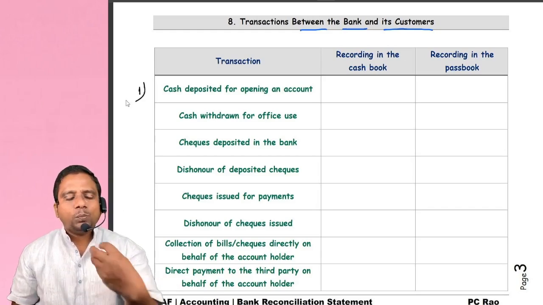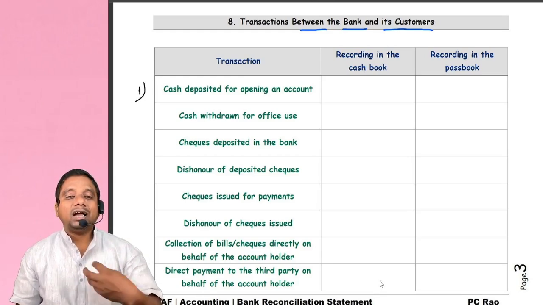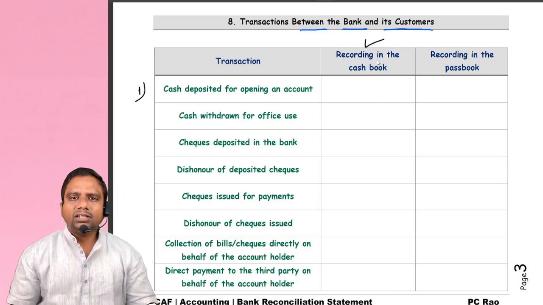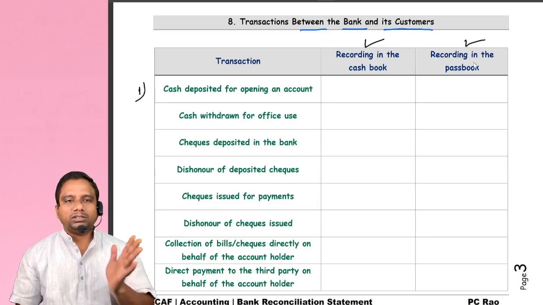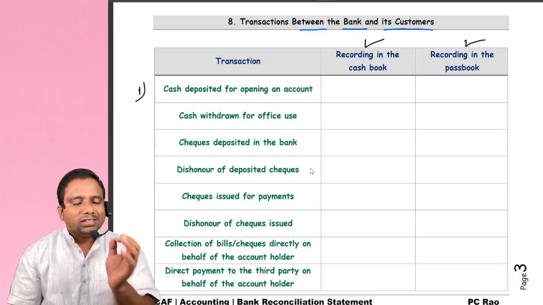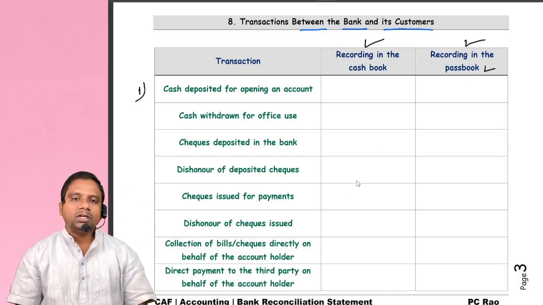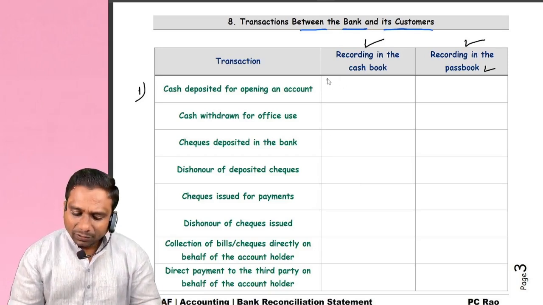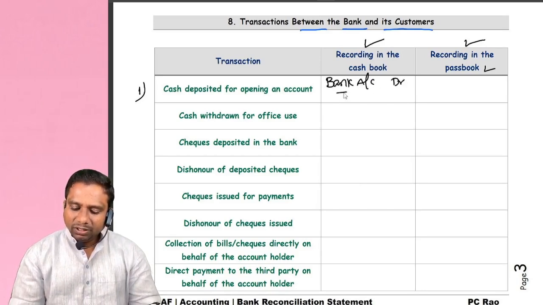See, we open an account with the bank. At the time of opening the account, we have to deposit some money. In that case, when is the transaction recorded in the cash book and when is it recorded in the passbook? This cash book is in the books of the customer and the passbook is in the books of the bank. Do remember. Now tell me, when we deposit money in the bank, immediately what is the entry we record? Bank account to debit, bank account debit to cash account. This is the entry we record.